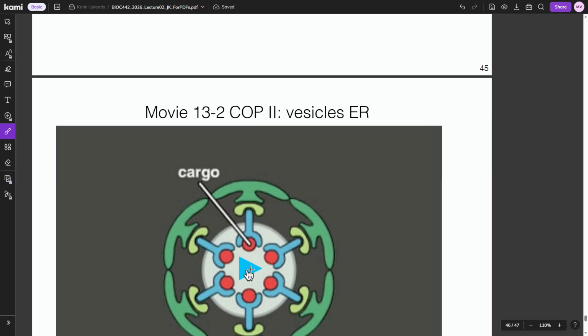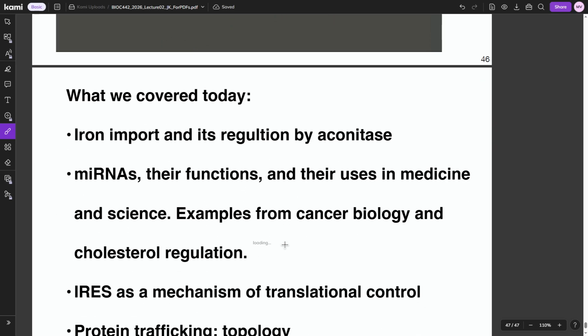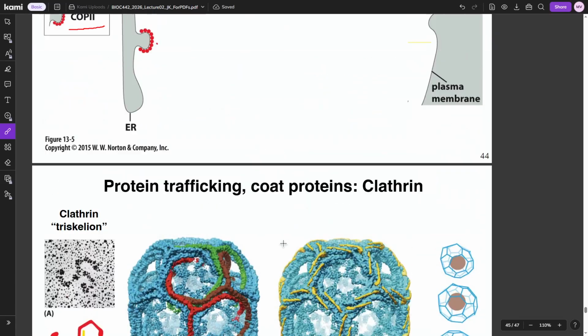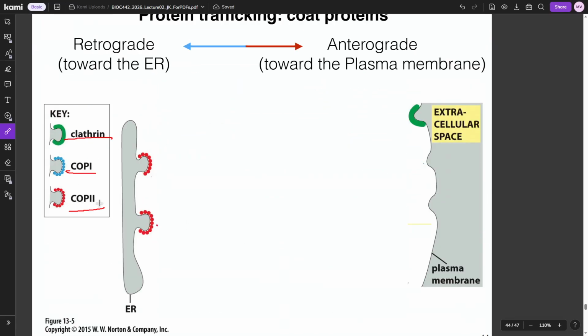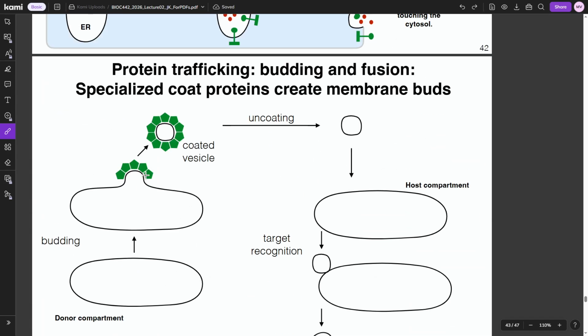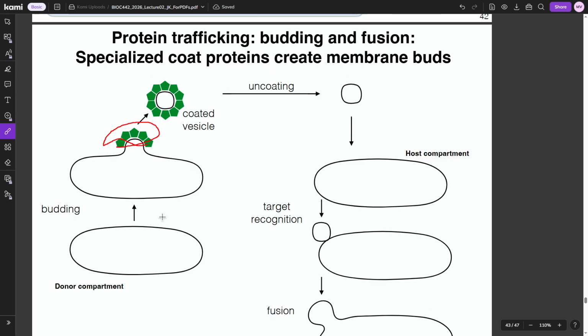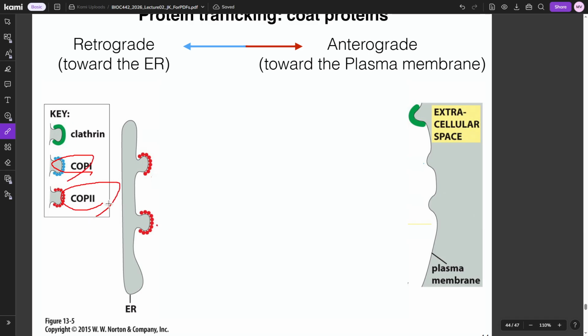Here's just an example of COP2 and stuff. I'm not going to go over this video. But basically, COP2, if I'm not mistaken, is anterograde transport, generally speaking, and then COP1 is usually retrograde transport. Don't quote me on that. I think I'll cover it in the next video. We'll see. Basically, these vesicle coating proteins are what COP1 and COP2 are. They help with the transportation process from ER to membrane or membrane to ER.